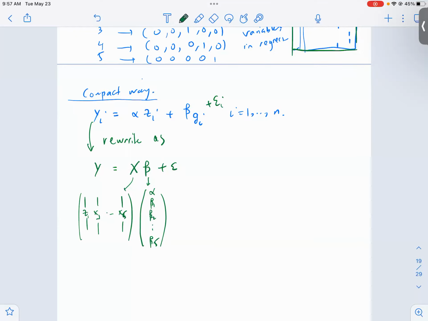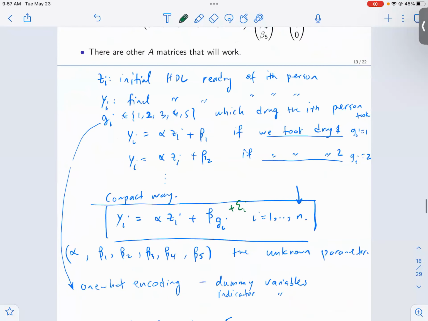Z would be power 1? No. Z is the initial HDL level for everyone. It's not the intercept, it's just part of the data. The intercept here is encoded like this. The model is like y_i is alpha z plus beta. When we actually run the model, alpha would be what? It's not the intercept. No.